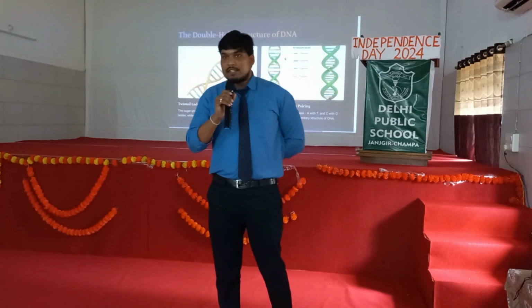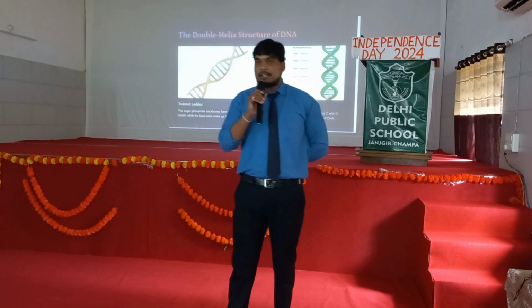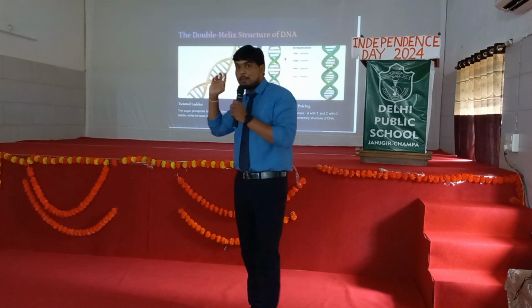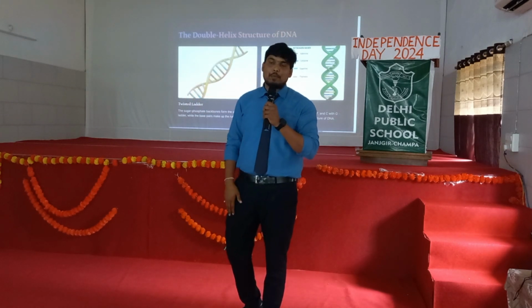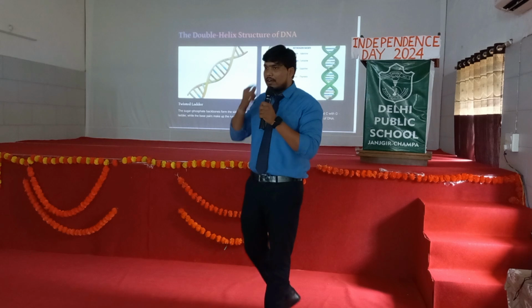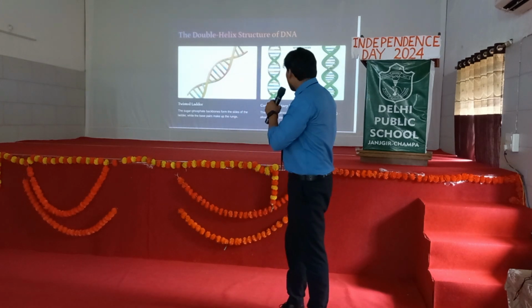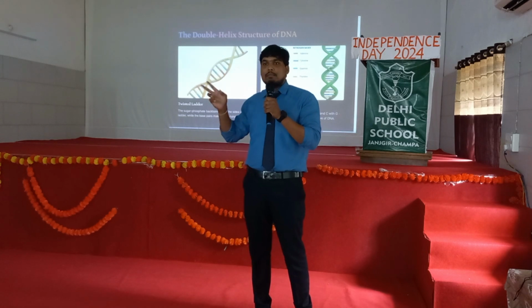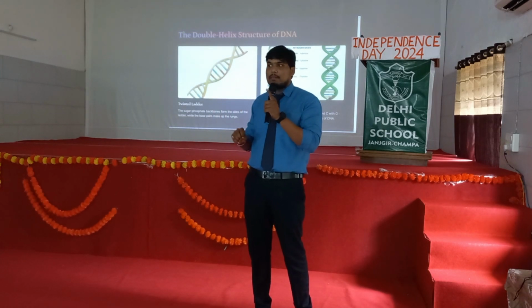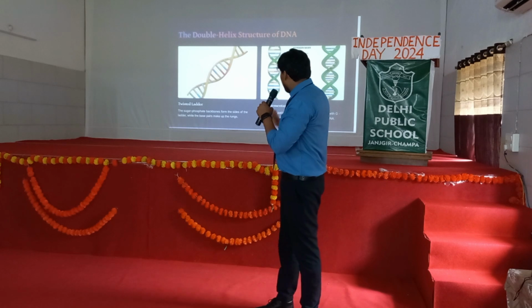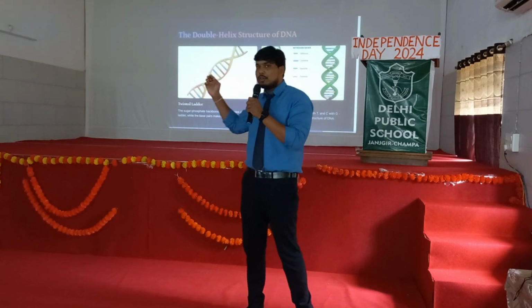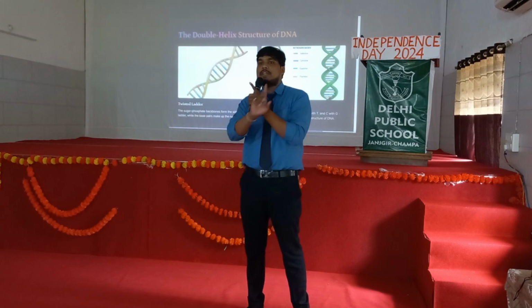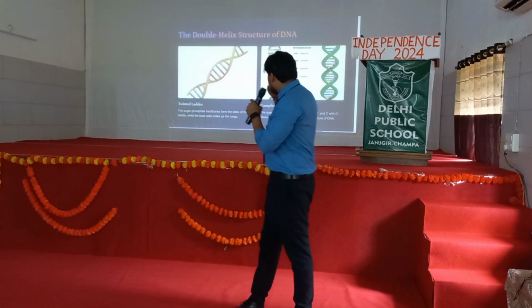Now we will discuss the structure, that means the morphological structure of DNA. The structure of DNA was proposed by Watson and Francis Crick, right? According to them, DNA has two strands, and both the strands are paired with each other, forming a ladder-like structure, and both the strands are twisted with each other, right?